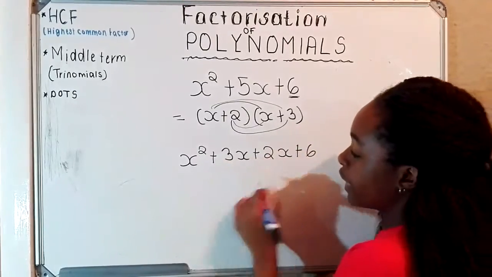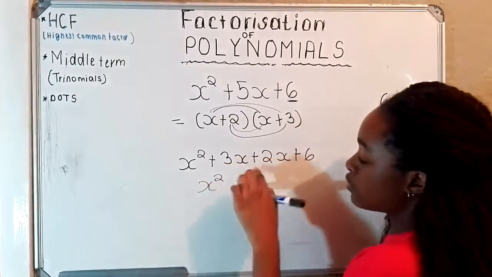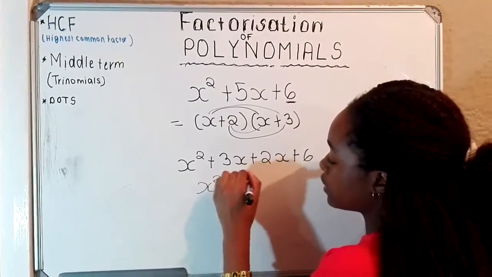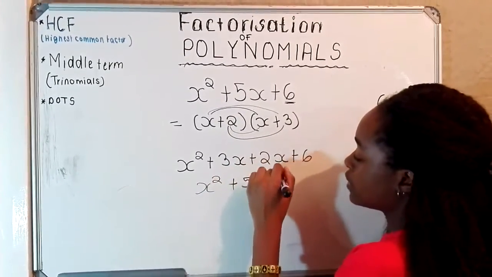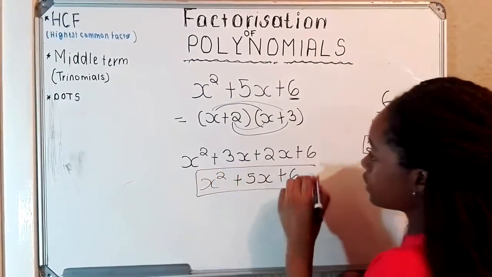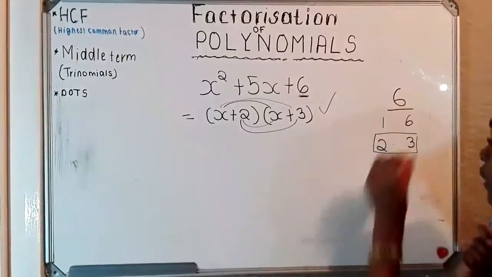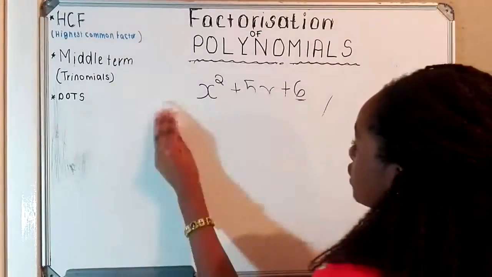We can add the like terms, so you'll have x squared, 2 plus 3 is plus 5x, okay? And then plus 6. So this is correct. This is our final answer, and it is true, okay? Okay, let's try another one, all right? Let me just erase all this.